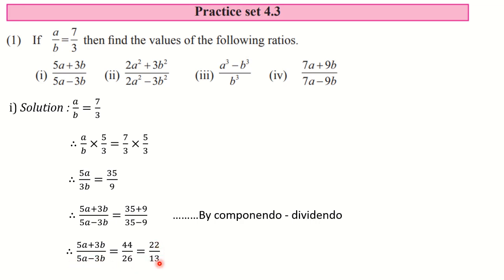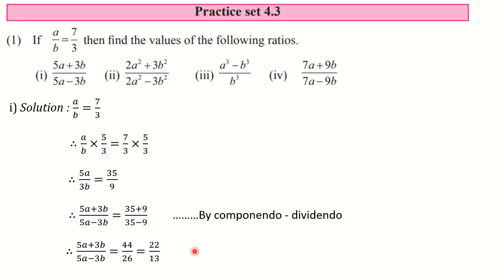So we are ready with our final answer: 5A plus 3B upon 5A minus 3B is equal to 22 upon 13. Please copy it down. While writing, try to understand each and every step, how the next step has come.